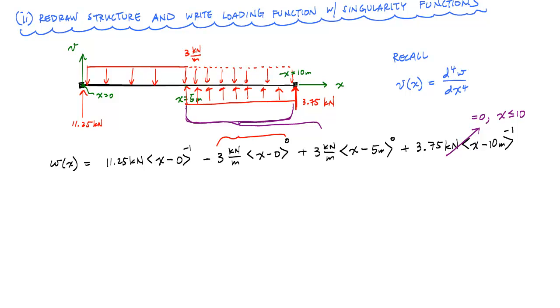Alright, so now that we have the loading function, we're going to integrate once to get the shear function, and that's going to look like this. And here's where you have to remember the rules of integrating these singularity functions. So for x minus 0 to the -1, when this power is -1 or -2, you're not going to bring the 1 over n plus 1 down here. That doesn't happen here. So this is just x to the 0 power.